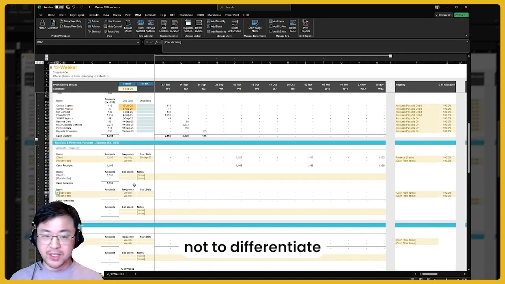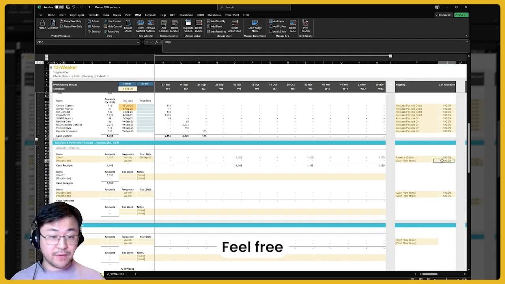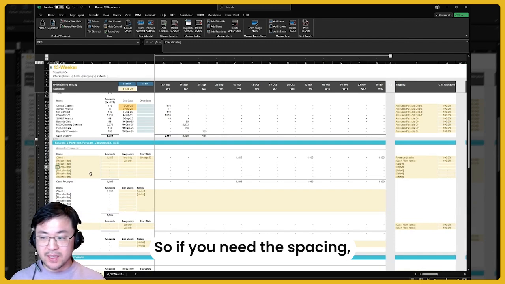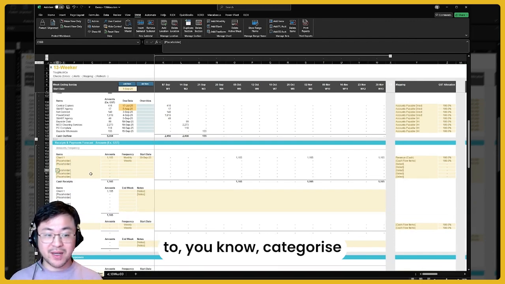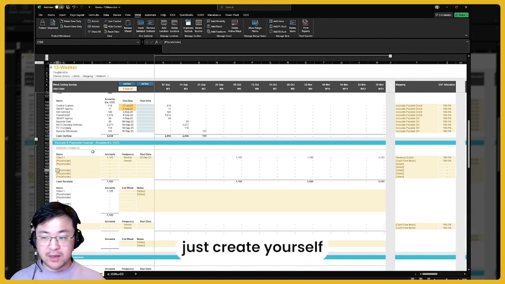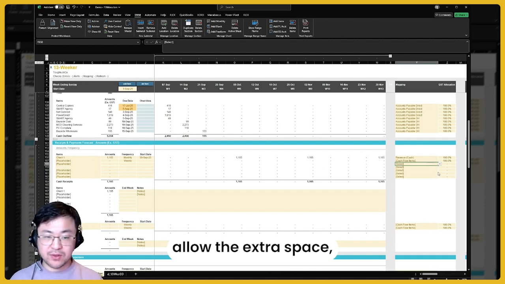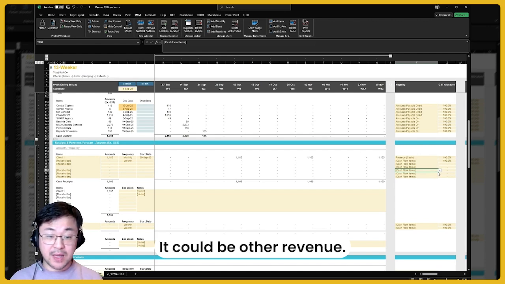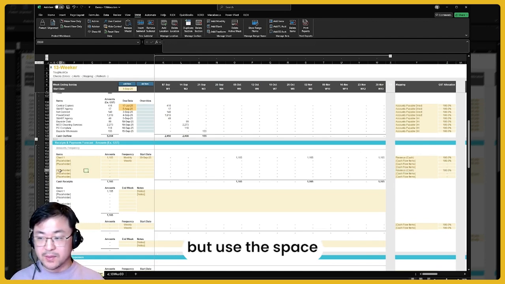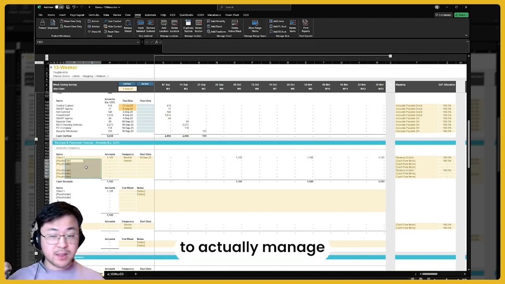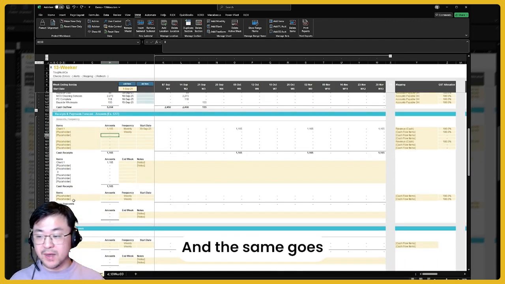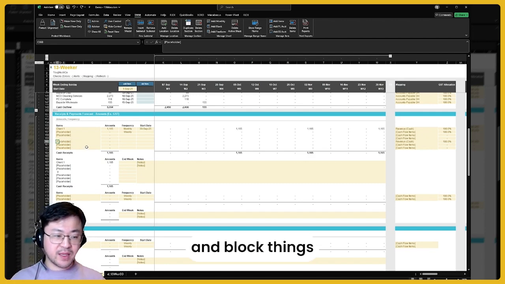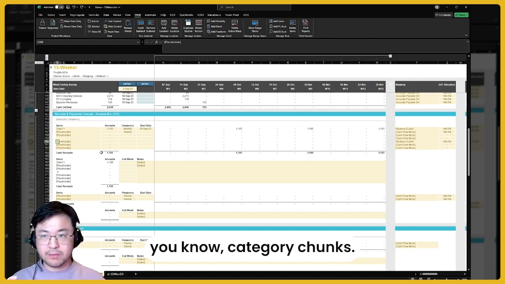So we try not to differentiate the actual headers. Feel free, often what we do is we actually allow space. So if you need the spacing to categorize different things into different blocks, just create yourself some extra space and allow the extra space for you to then rename. So this could be revenue, it could be other revenue, or all sorts of things, but use the space within the block to actually manage your detail. And the same goes with the payment side. So it just helps to block things out into the respective category chunks.